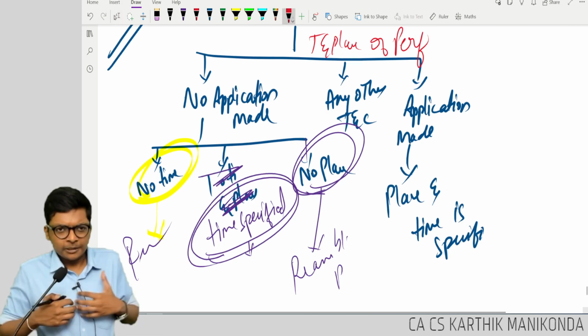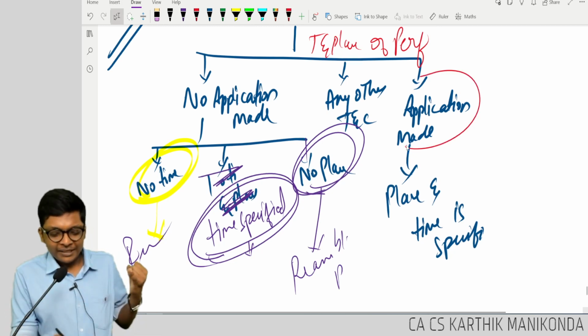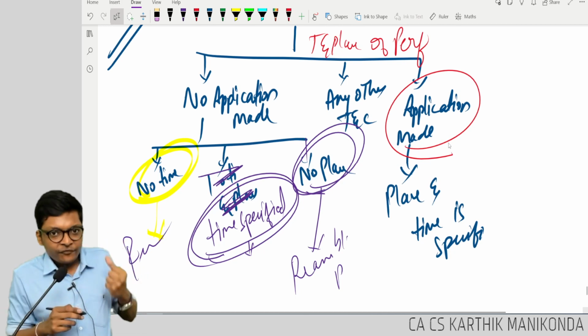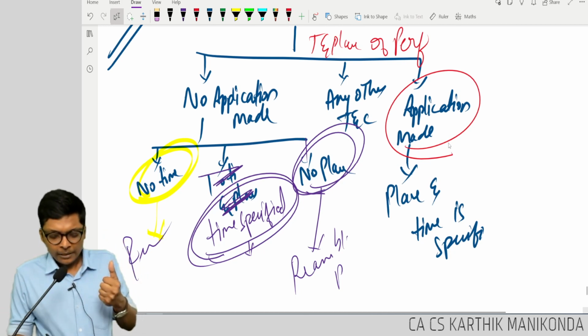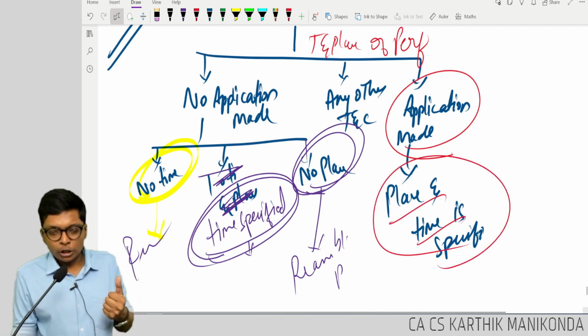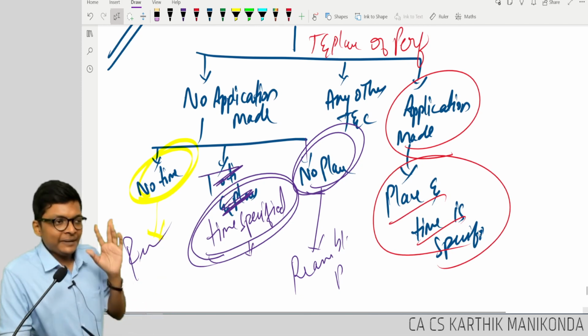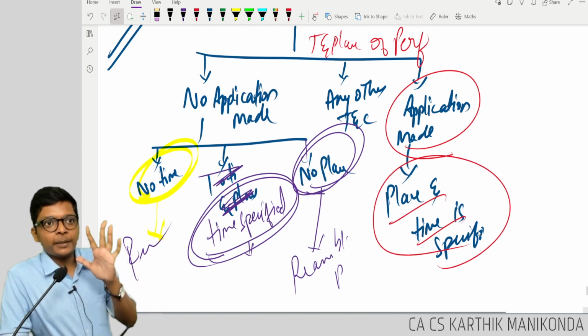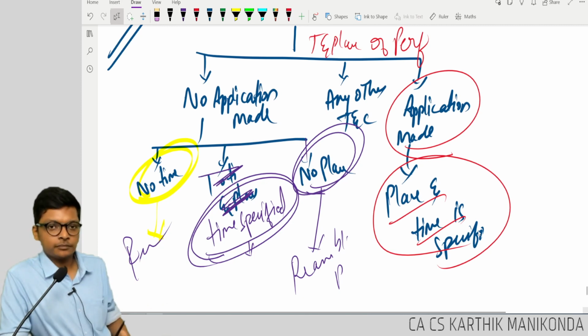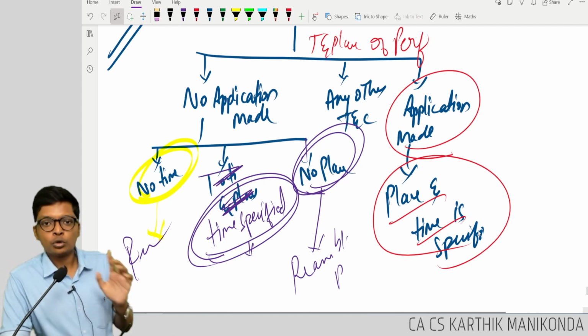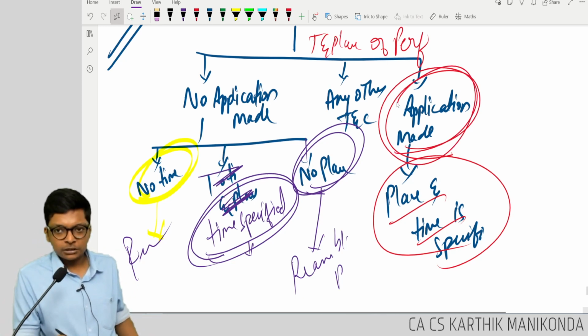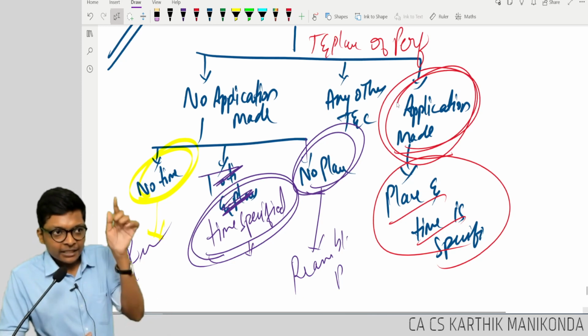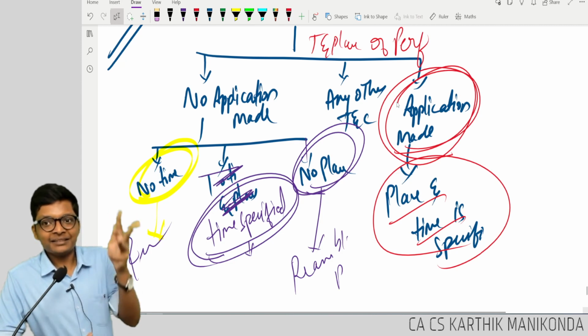Next is the most common case where application is made. I am asking for delivery, plus place and time are also specified. Let me tell the difference. You ordered a CA book online from some website. Can you choose when it has to be delivered? No. Application made means you are asking, hey, deliver it now at this place and at this time.